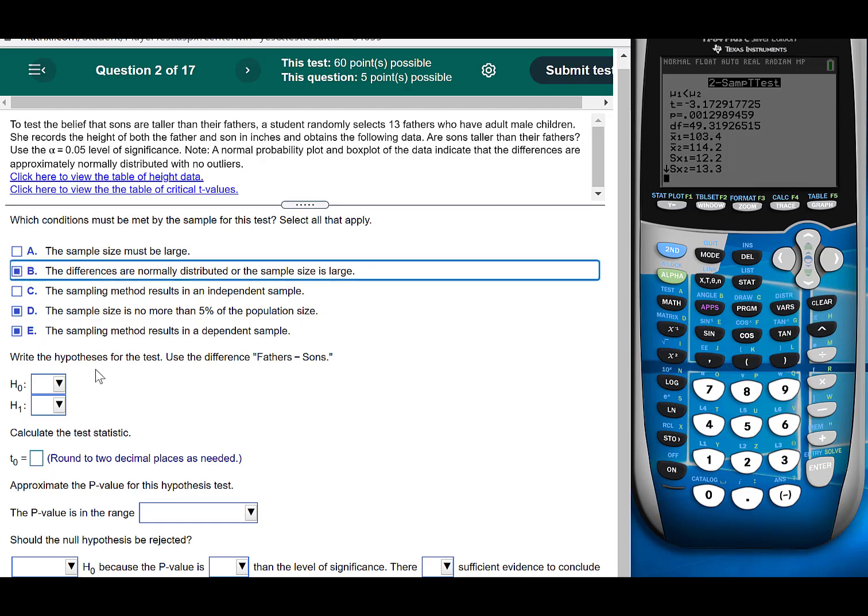Now, write the hypothesis for the test. The difference is fathers minus sons. So he's giving you a hint, guys, that you have to subtract. And when you subtract fathers minus sons, you will get only one set. So it's going to be a t-test. For this section, which is section 11.2, you do a t-test on the differences. Okay, what do we want the difference to be? The question is whether the sons are taller than their fathers. What does that mean? Let me just bring up a whiteboard and explain that to you.